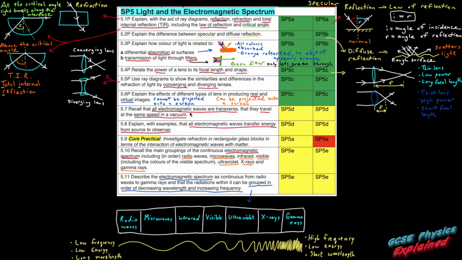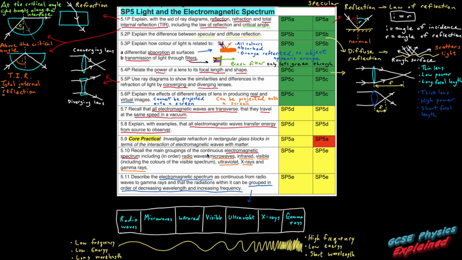Recall that all electromagnetic waves are transverse, and that they travel the same speed in a vacuum. You can see we've turned into yellow, so that's literally a statement for 1 mark that you need to know. Explain with examples that all electromagnetic waves transfer energy from the source to the observer. We don't need to bother with this core practical. For the higher, it's in red.